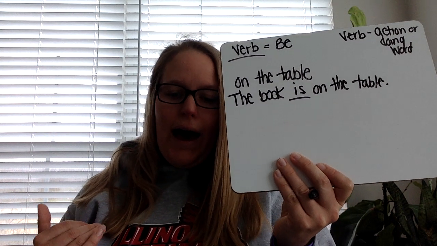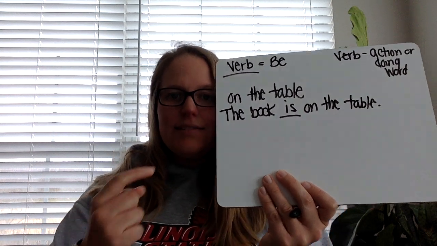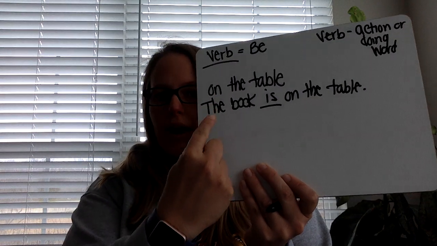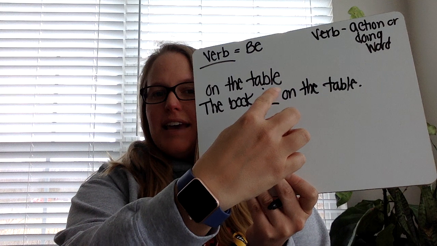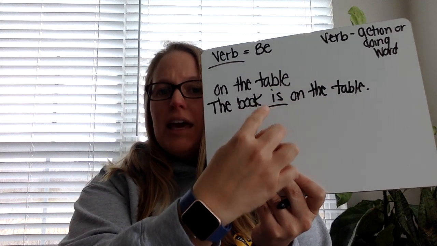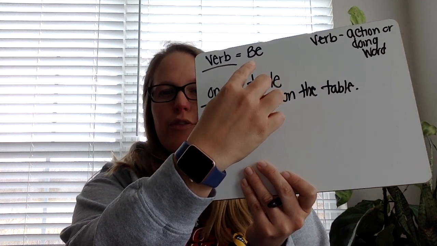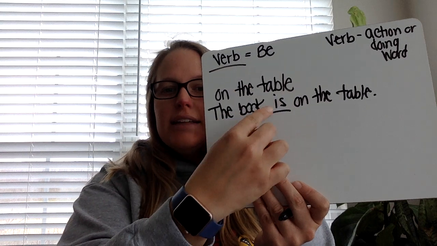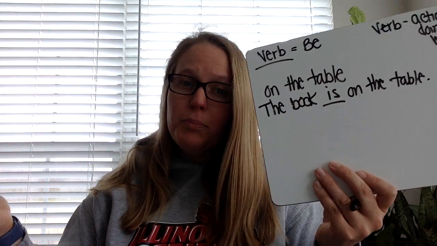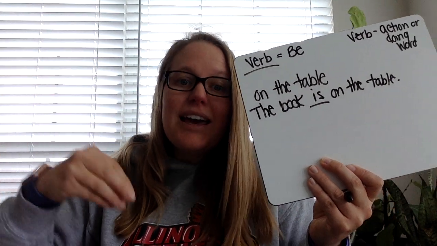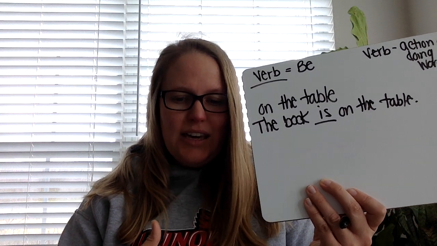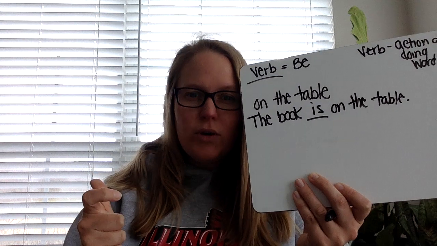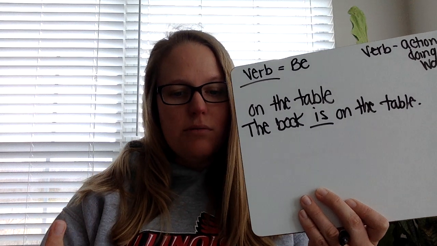So, the verb that connects the book, what I have, and where it's at, on the table, is the verb is. And that is one of the forms of the word be, and it's just saying what the book is doing, right? The book is on the table. Is is my verb here. I know it's tricky, but that's how this is going to work. So is is one of those parts.